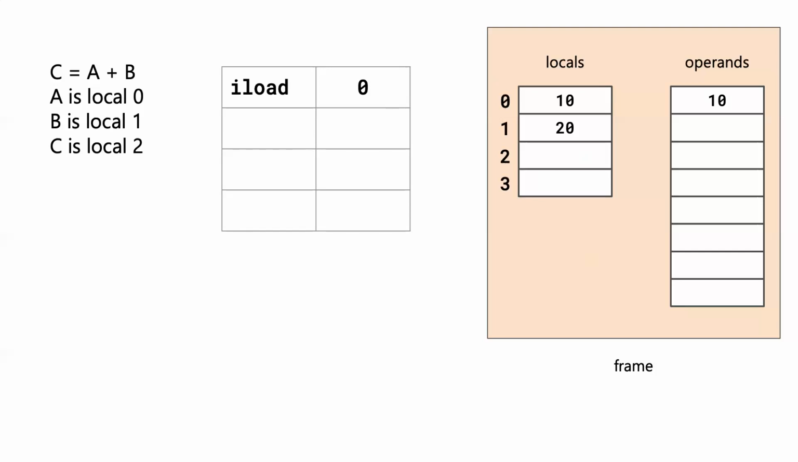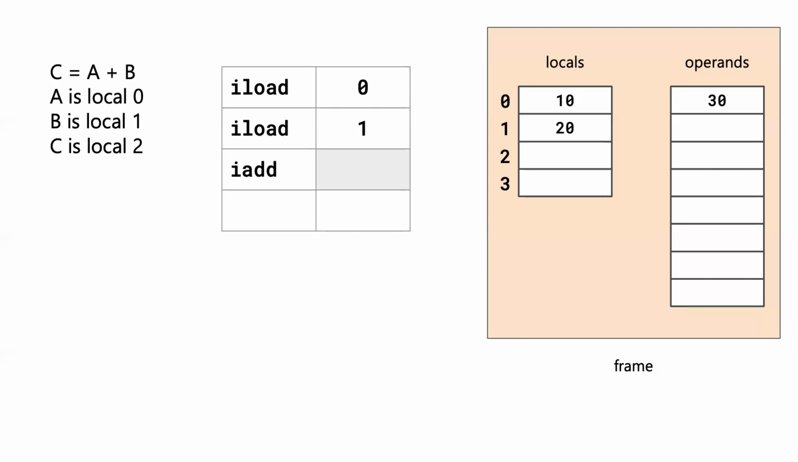If we want to add 20 to that, the next instruction says go get local variable number 1, get the contents of B and push that onto the stack. So iload 1 gets the value of B and pushes that onto the stack. And then to add these, the Java bytecode instruction would be iadd. That gets 2 integers off the stack, adds them together, and stores the result on the stack.